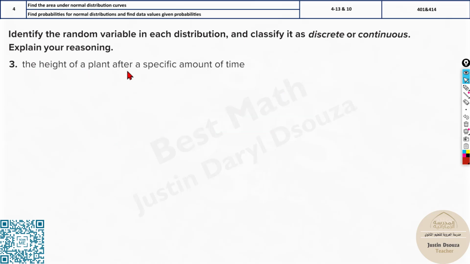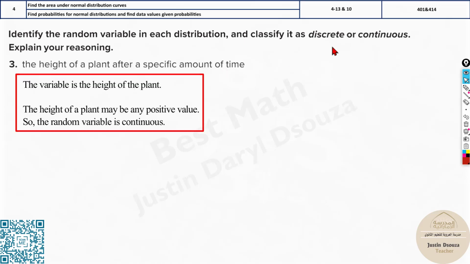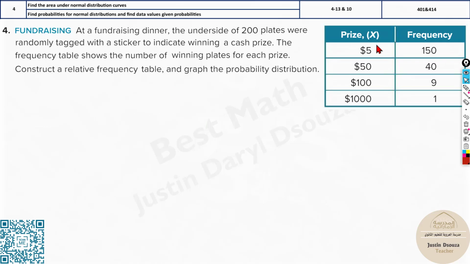The height of a plant after a specific amount of time is not discrete, it's continuous. The height of a plant is the variable, that's what's required, right? The height of the plant may be any positive value. So this is very important, it can be anything. So it's a random variable that is continuous.